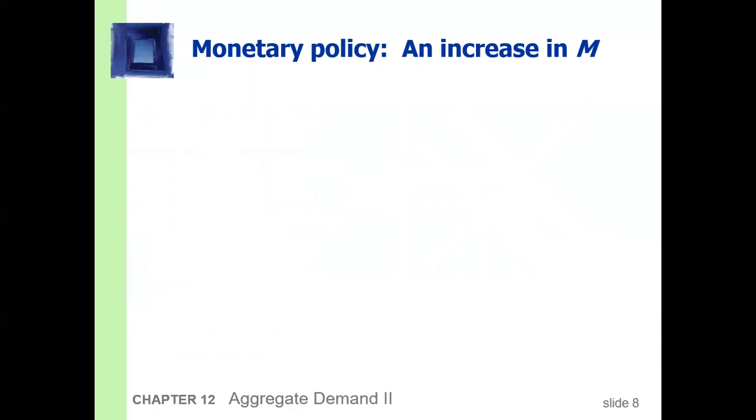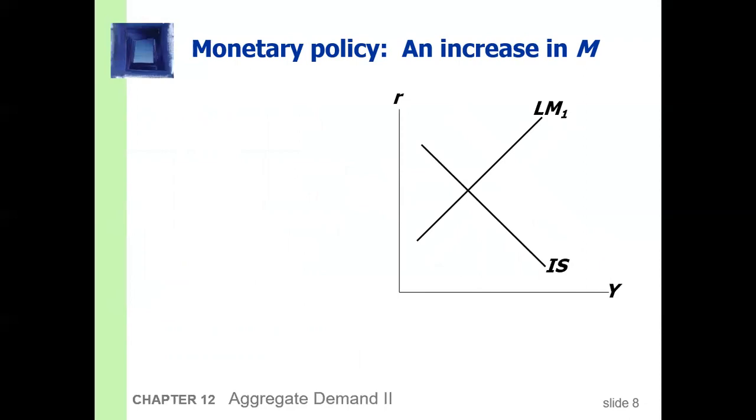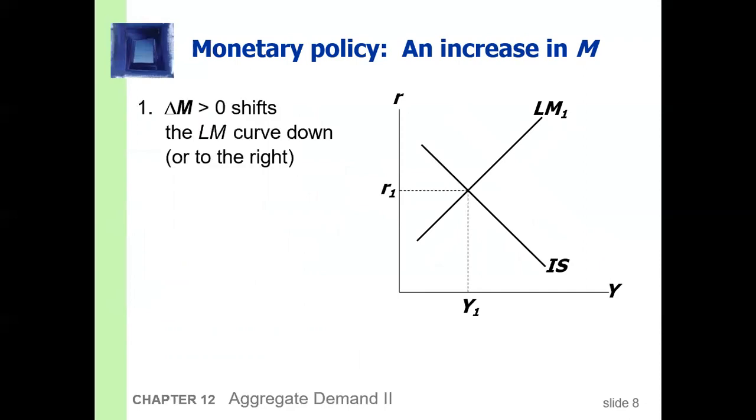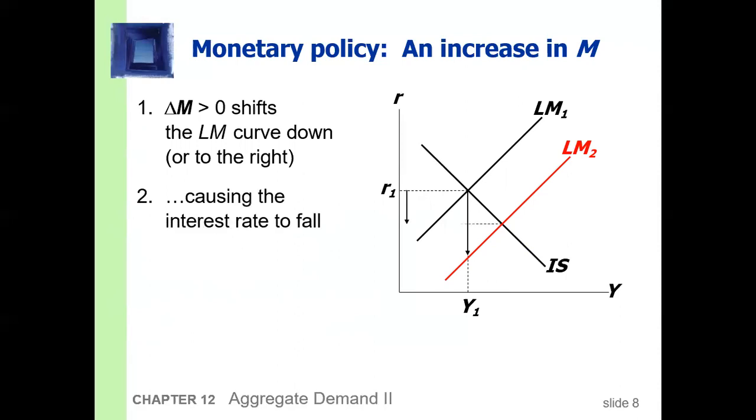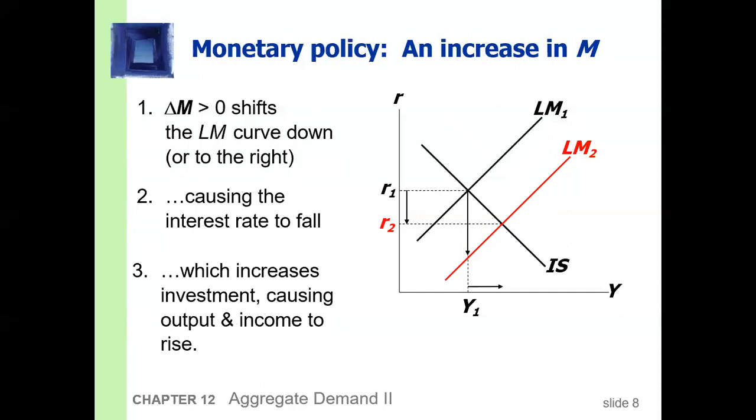What about the monetary policy? If there's an increase in money supply, you can see here it's related to the LM curve in this case. So we have LM1 and the interest rate and the output or income. If the change in money supply is more than 0, this means that there's an increase in money supply, and this will shift the LM curve downward or to the right, like this, to LM2. You can see the point of intersection between the LM curve and the IS curve changed. Increasing the money supply will cause the interest rate to fall from R1 to R2. This increases the investment because the interest rate has fallen. And when the investment increases, the output and the income will rise, as you can see, from Y1 to Y2.